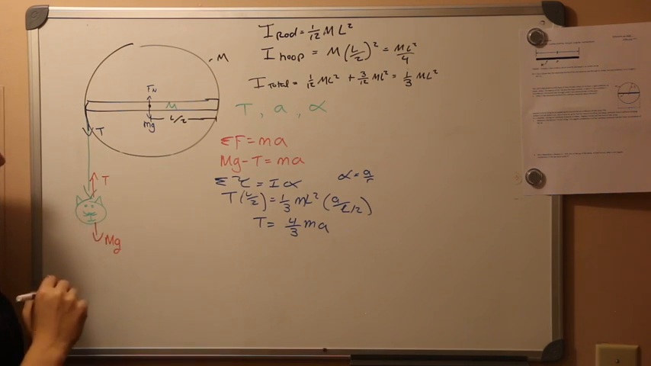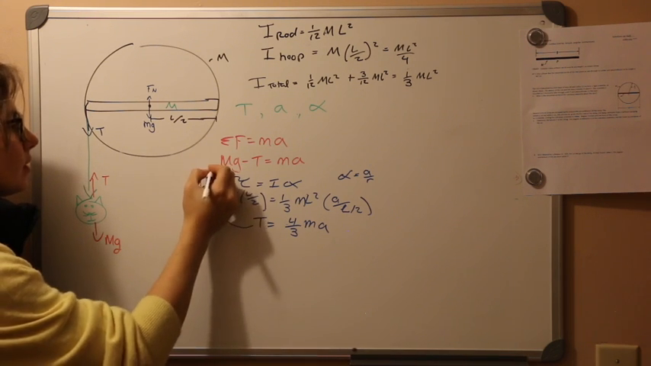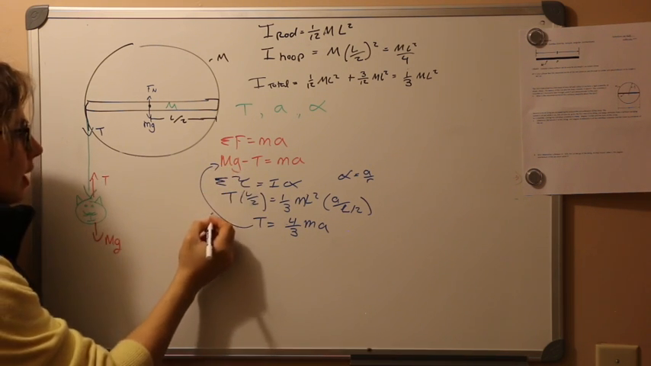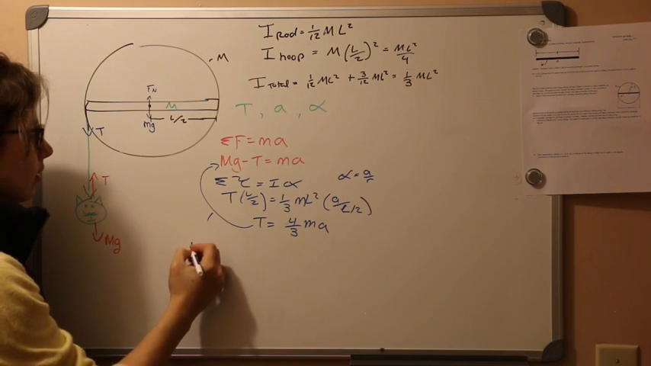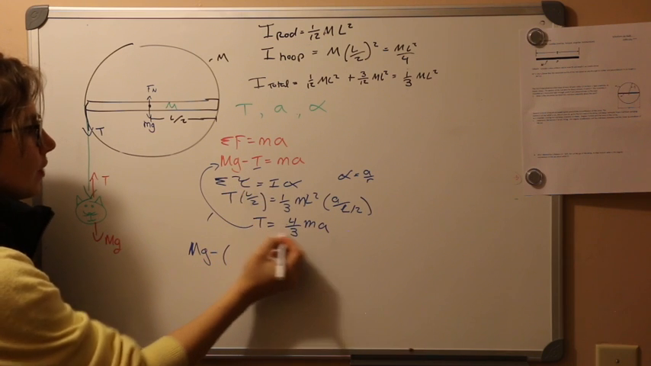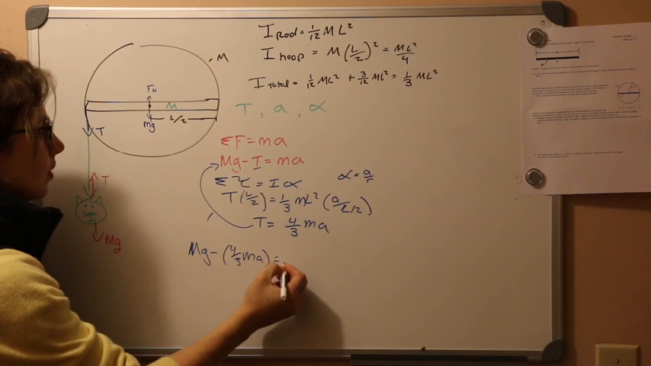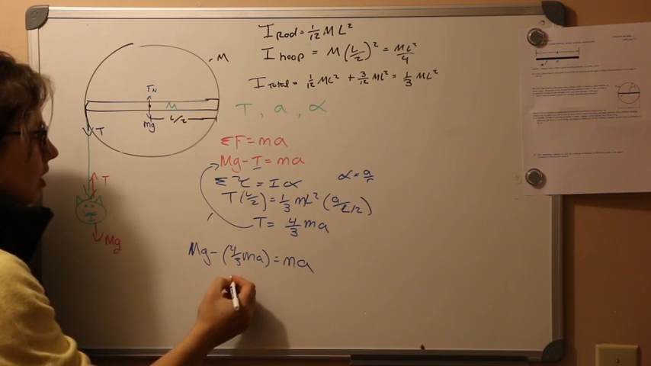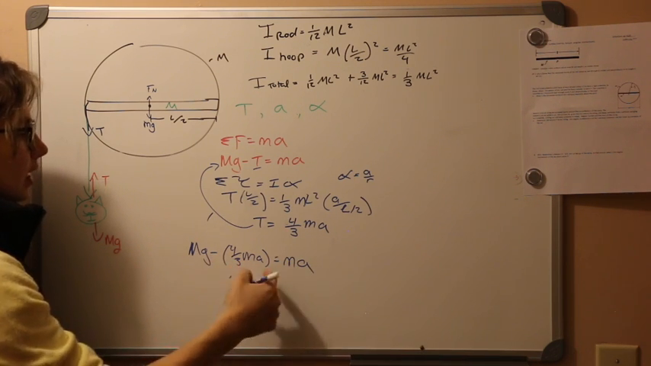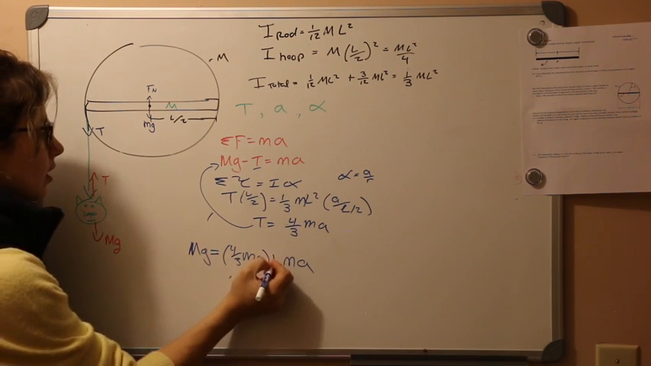Okay. That will allow us to plug in up here. So let's go ahead and combine these two. So when I combine these two, I come out with having mg minus, instead of writing T, let's just write all this, 4/3 ma. It's going to equal ma. These are all the same M. So let's add this to the other side. So it's going to look like this.